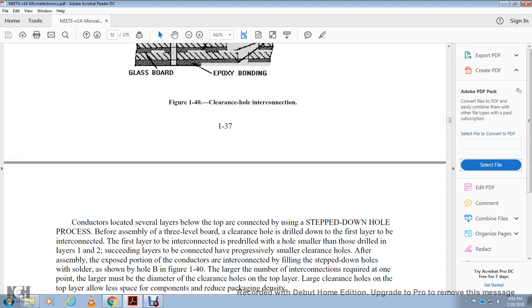Conductors located several layers below the top are connected by step-down holes, pre-drilled before assembly of the three-level board. The clearance hole is drilled for the first two, B of the interconnect, the first level of the interconnect. The pre-drilled hole is smaller than the drill within levels 1 and 2. Succeeding layers to be connected use progressively smaller clearance holes.